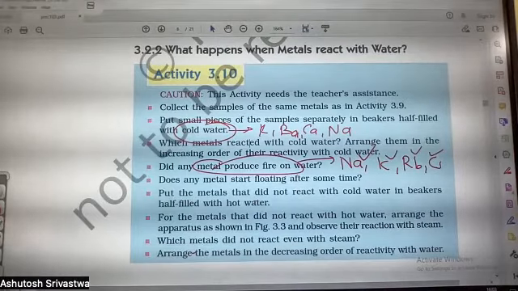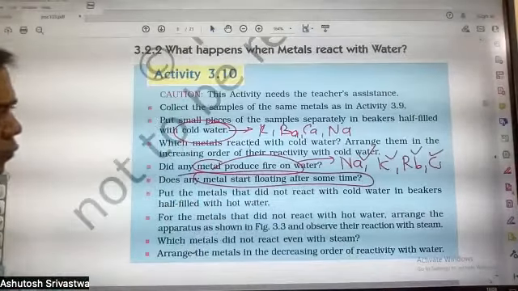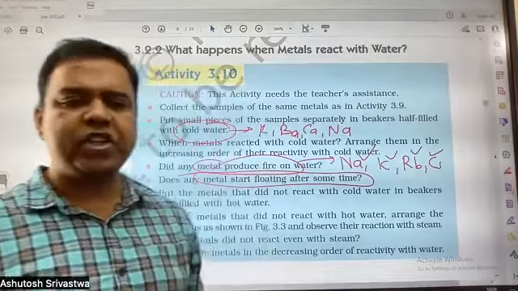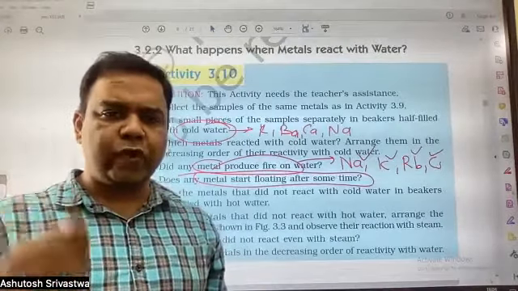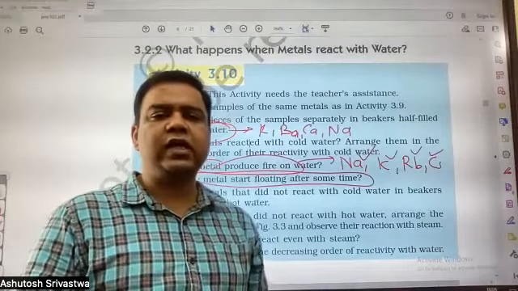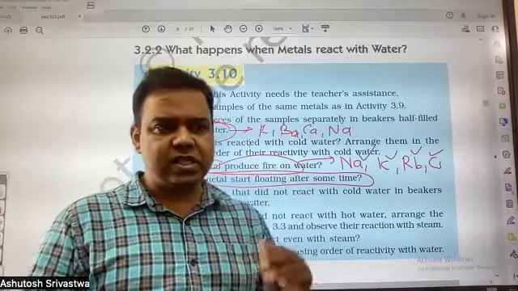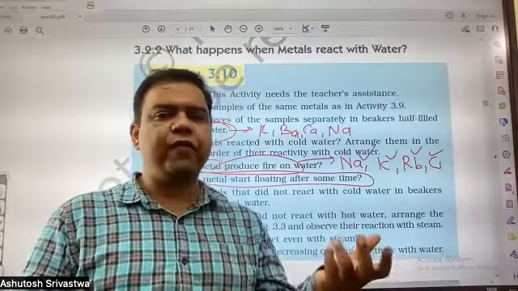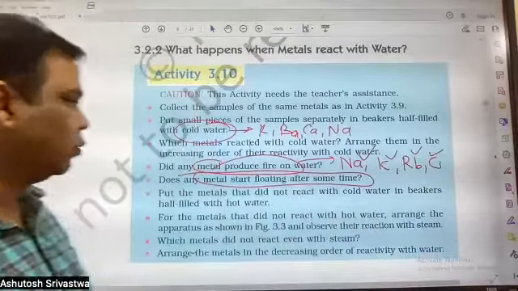Does any metal start floating after some time? Answer is yes. Calcium will first of all try to react, slowly and slowly. When it starts reacting, it is getting dissolved. Its mass is going to be lesser and lesser, and finally the mass decreases so much that because of buoyant force, it starts floating away. It will go up and down, go up and down.